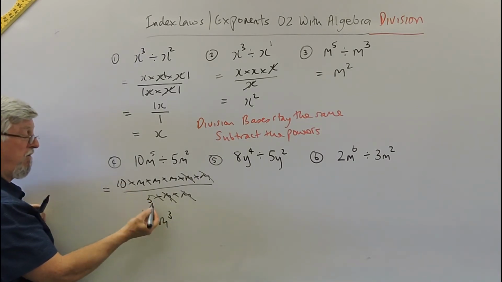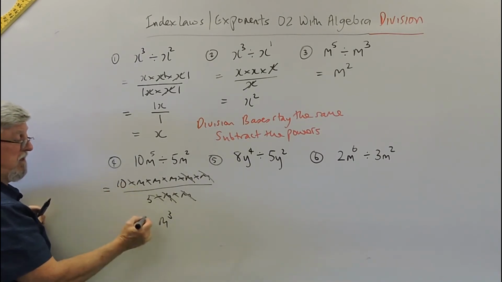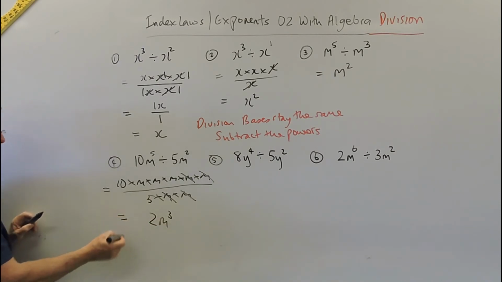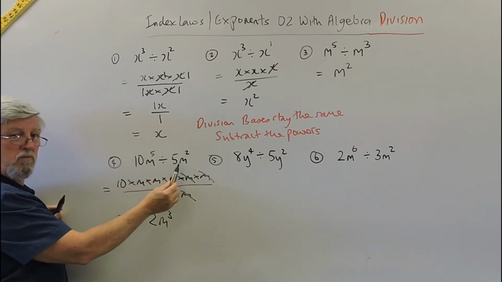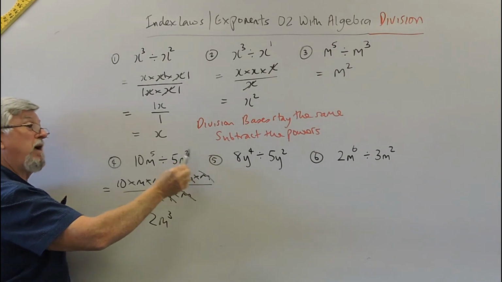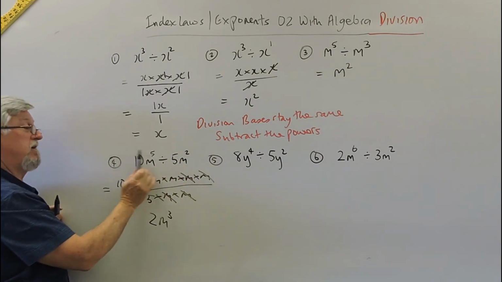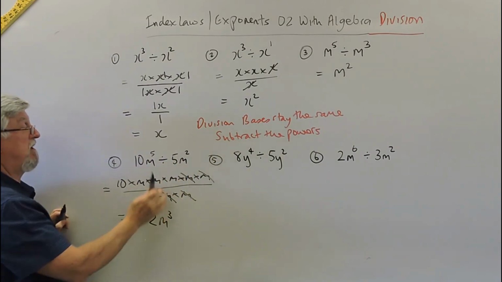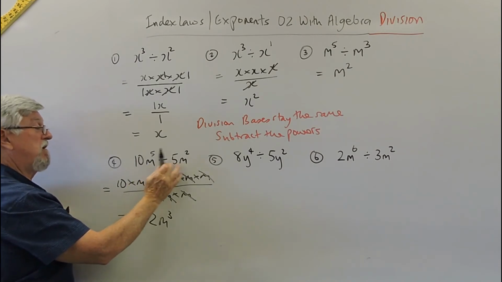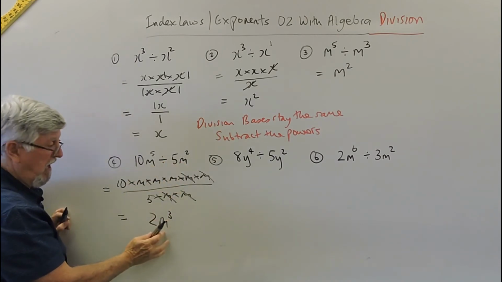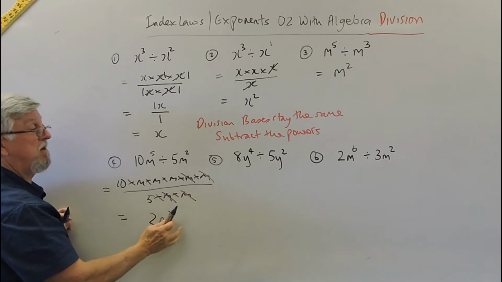And then 10 over 5, how many times does 5 go into 10? You get twice. So what's the shortcut? Normal numbers work normally. They're not up here on the power, they're right out here at the front. So 10 divided by 5 is 2. And then you've got the division. The bases stay the same, so it's an m. 5 take 2 is 3.